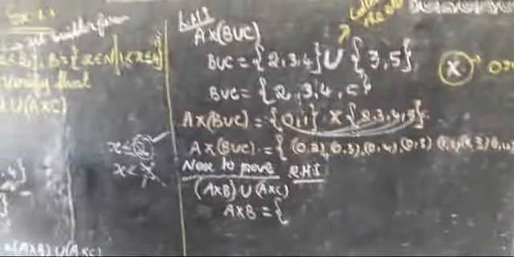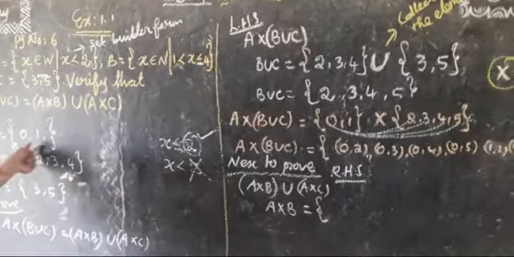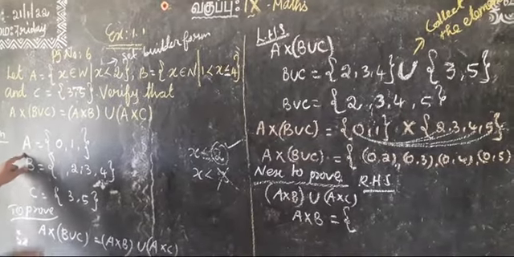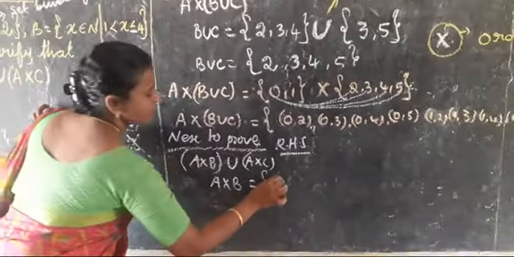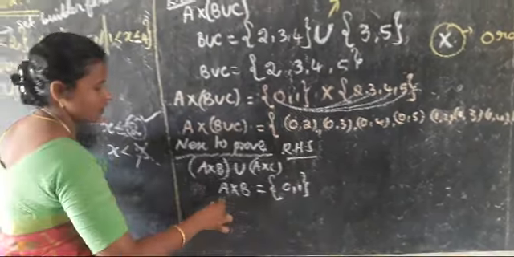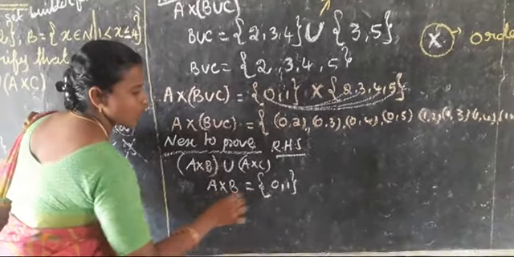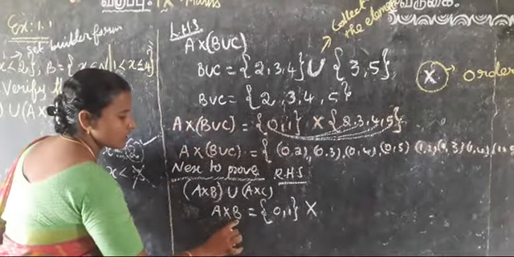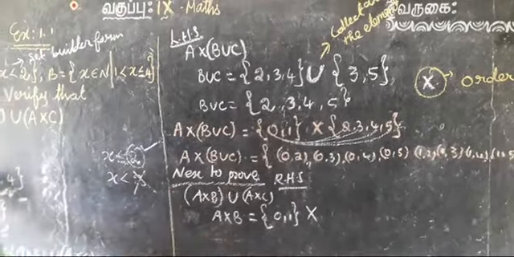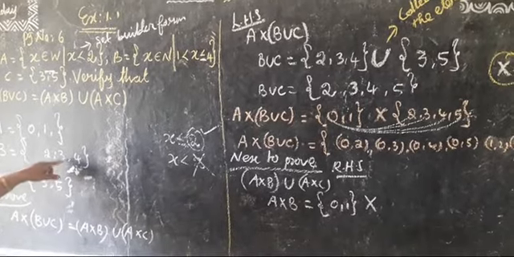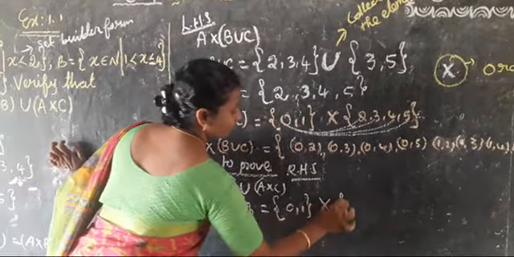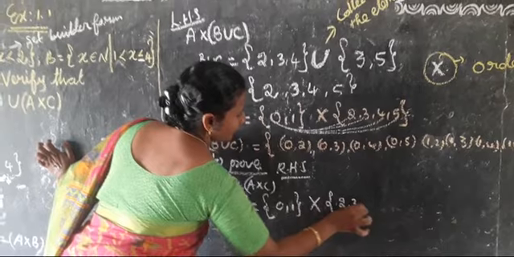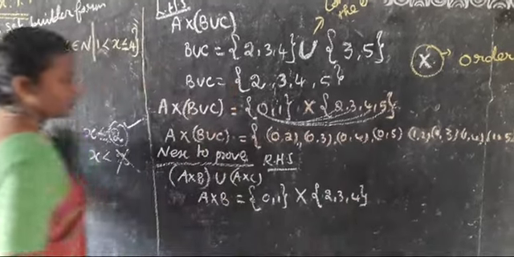See the given question: 0, 1. 0, 1 is the A set element. So you have to write 0, 1. This is the A set element. And what is the symbol? Cross product symbol is given. And then what is the B set element? B set element is 2, 3, 4. Okay.